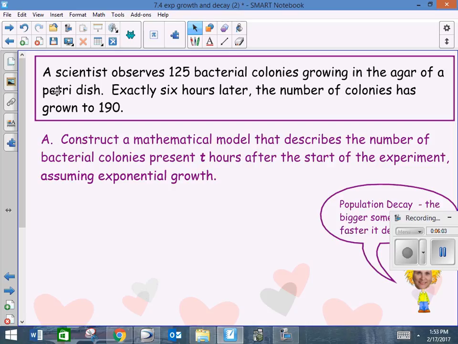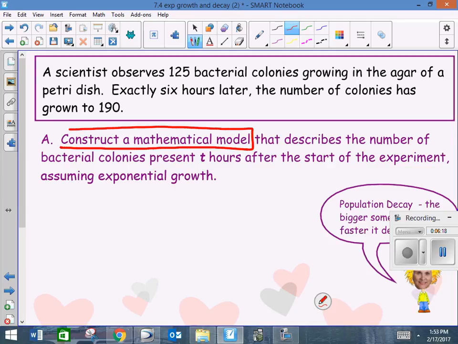Scientists observed 125 bacterial colonies growing in the agar of a petri dish. Exactly 6 hours later, the number of colonies has grown to 190. We want to construct a mathematical model, which is just a function, that describes the number of bacterial colonies present t hours after the start of the experiment, assuming exponential growth. All right, so here we go.